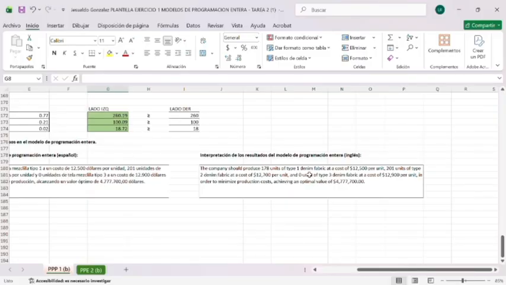In conclusion, this exercise shows how optimization models can support production planning. The linear model provides a theoretical optimum, while the integer model gives a realistic and applicable solution for the company. So this will be it, and thank you for your attention.